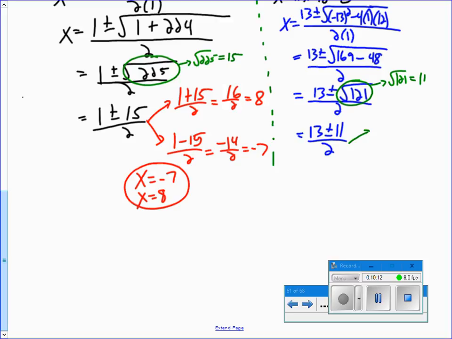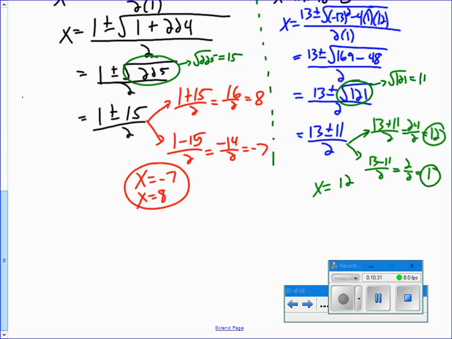Simplify down there, we can split it off into our two answers. 13 plus 11 over 2 and 13 minus 11 over 2. So on top that would be 24 over 2, which is 12. Off the bottom that will be 2 over 2, which is 1. These are our two answers, 12 and 1.